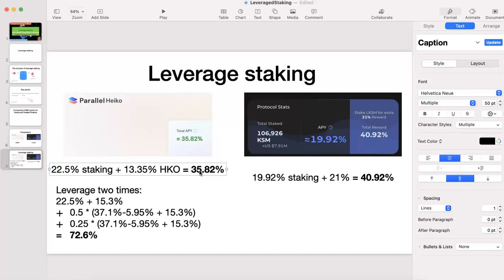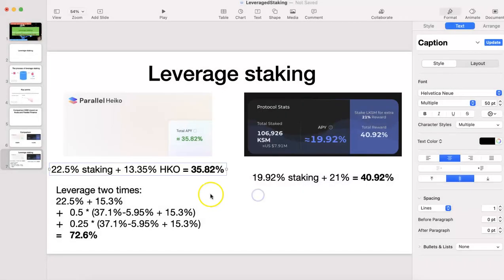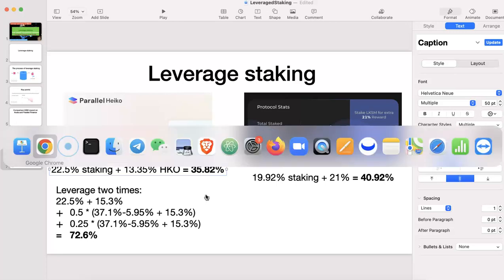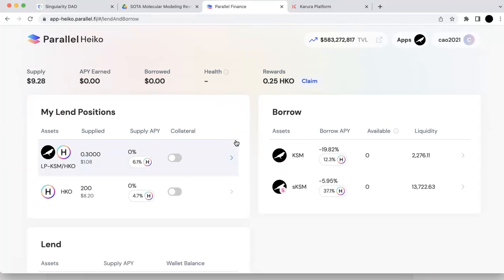So I think leveraged staking is definitely a very useful one. And I do find right now on Parallel Finance you can do that, and you can earn much higher rewards than what you are doing normally. So I think this would be a very good one right now. At least I want to explore. So that's my finding. I just did some research.